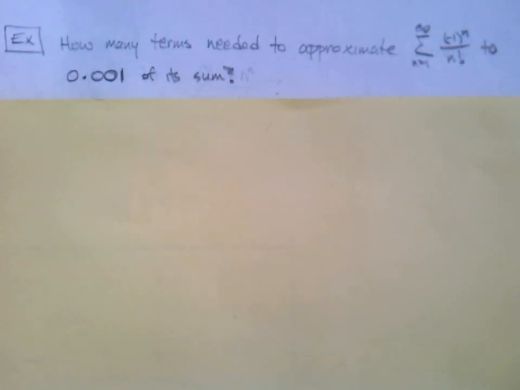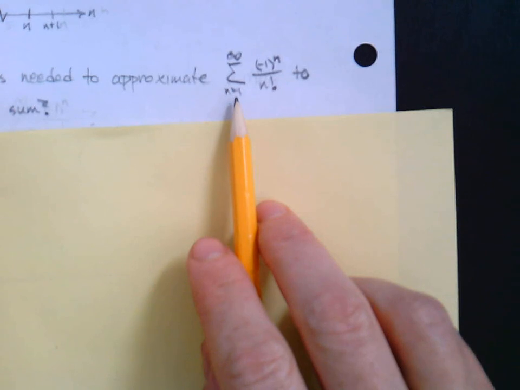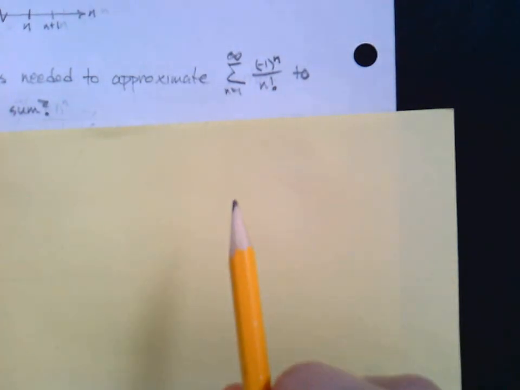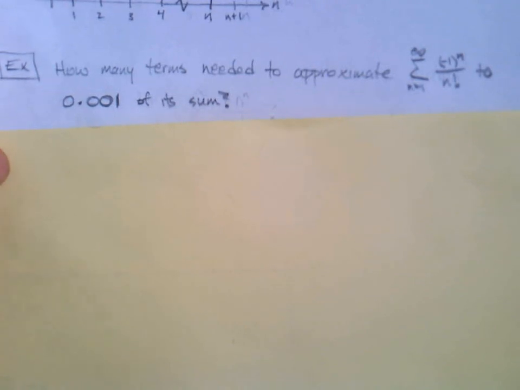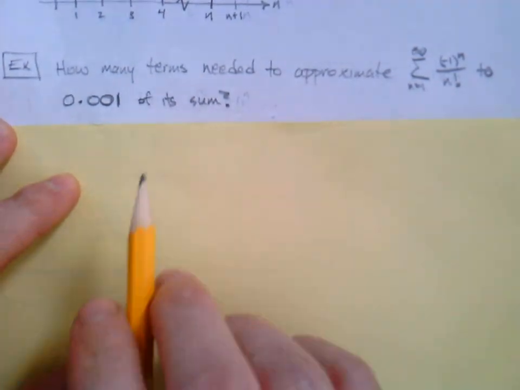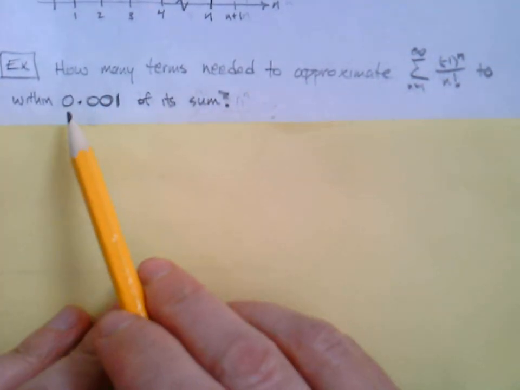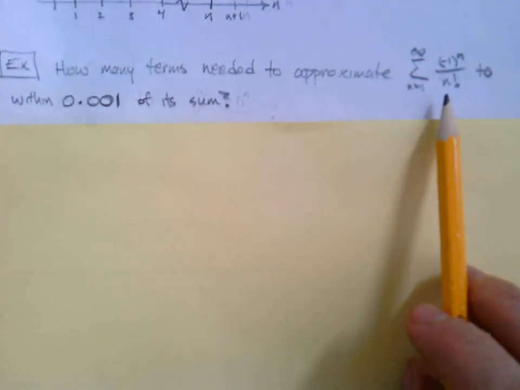All right, here we go. How many terms are needed to approximate this beast? Let me pull it over a little bit so it's more clear. The sum from n equals 1 to infinity of negative 1 to the n over n factorial. We're going to approximate that to, I think I forgot a word here. It should say within. How many terms are needed to approximate this to within 0.001 of its sum? I have no idea what that adds up to.